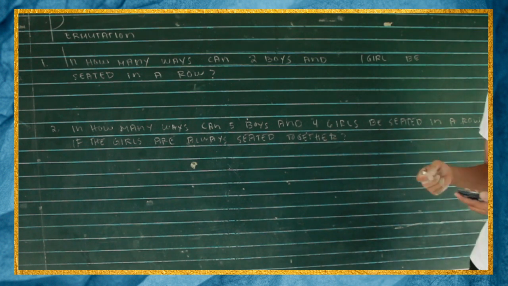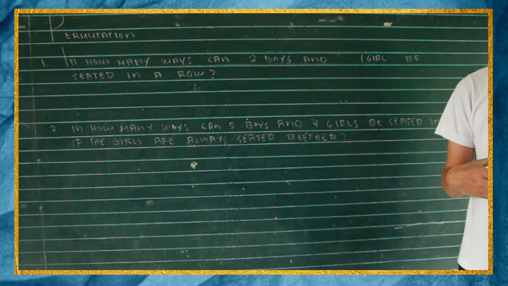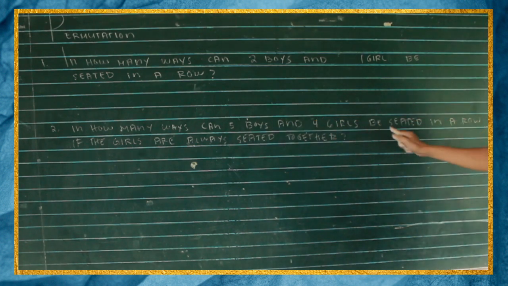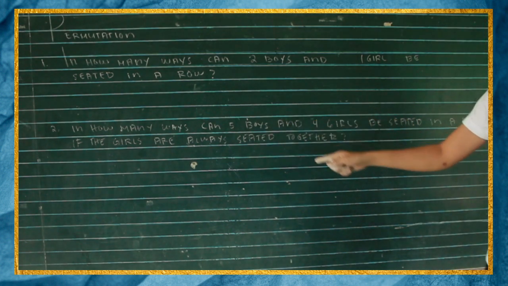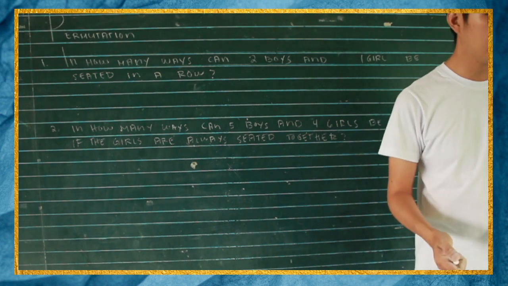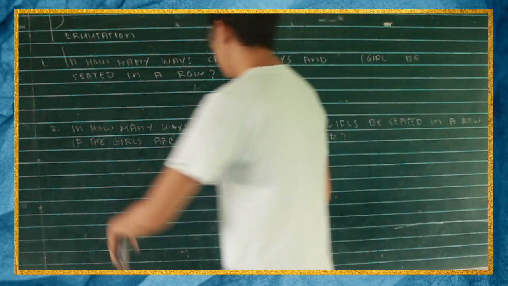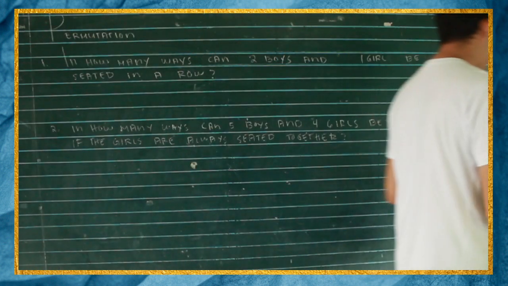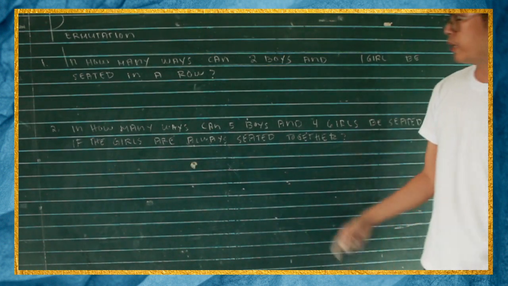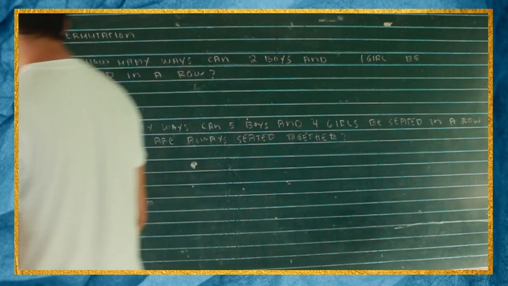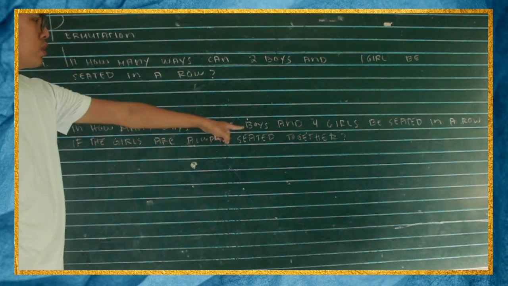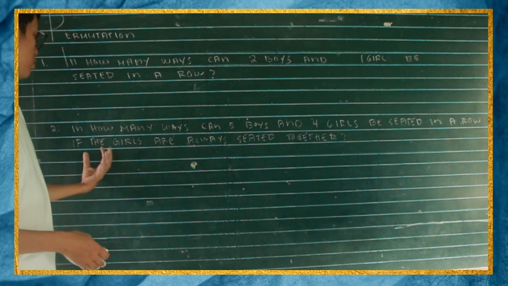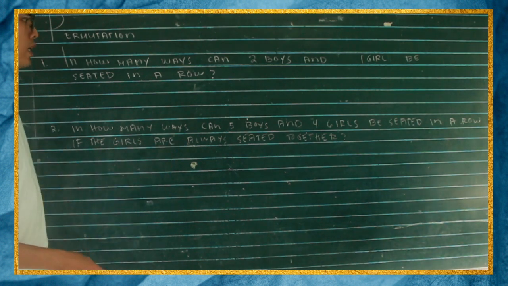Next, number 2. What if we have a certain condition aside from the given? In how many ways can 5 boys and 4 girls be seated in a row if the girls are always seated together? So you just have to identify the problem. Kailangan mo isipin maigi kung paano ang gagawin mo. Kailangan daw laging magkakatabi ang mga babae. Yung mga boys natin, pwede silang magkakahiwalay. Basta kailangan yung mga girls ay laging magkakatabi.